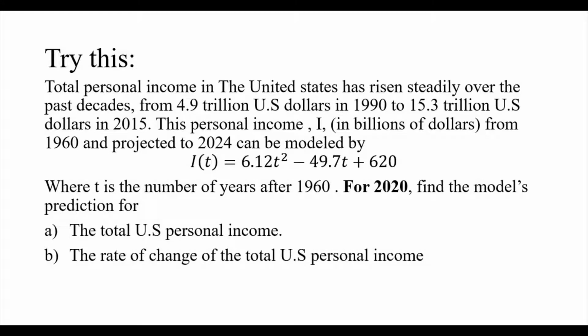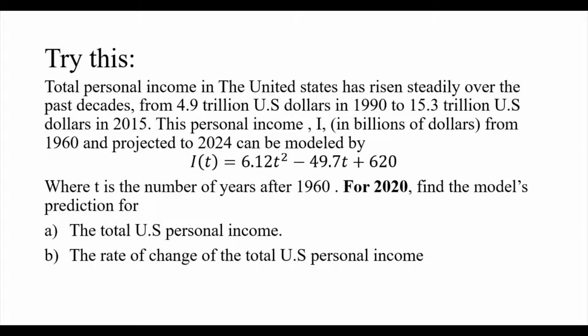So let's try this. The total personal income in the United States has risen steadily over the past decade from 4.9 trillion US dollars in 1990 to 15.3 trillion US dollars in 2015. This personal income, which we're going to call the function I, in billions of dollars from 1960 and projected to 2024, can be modeled by I(t) = 6.12t^2 - 49.7t + 620, where t is the number of years after 1960.